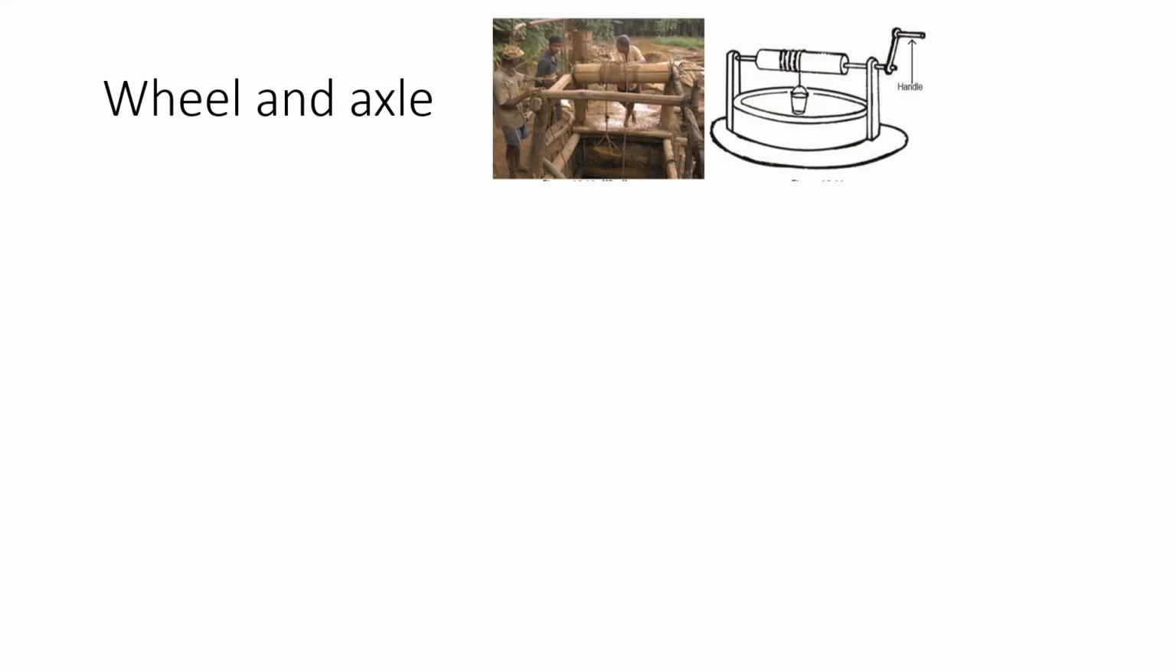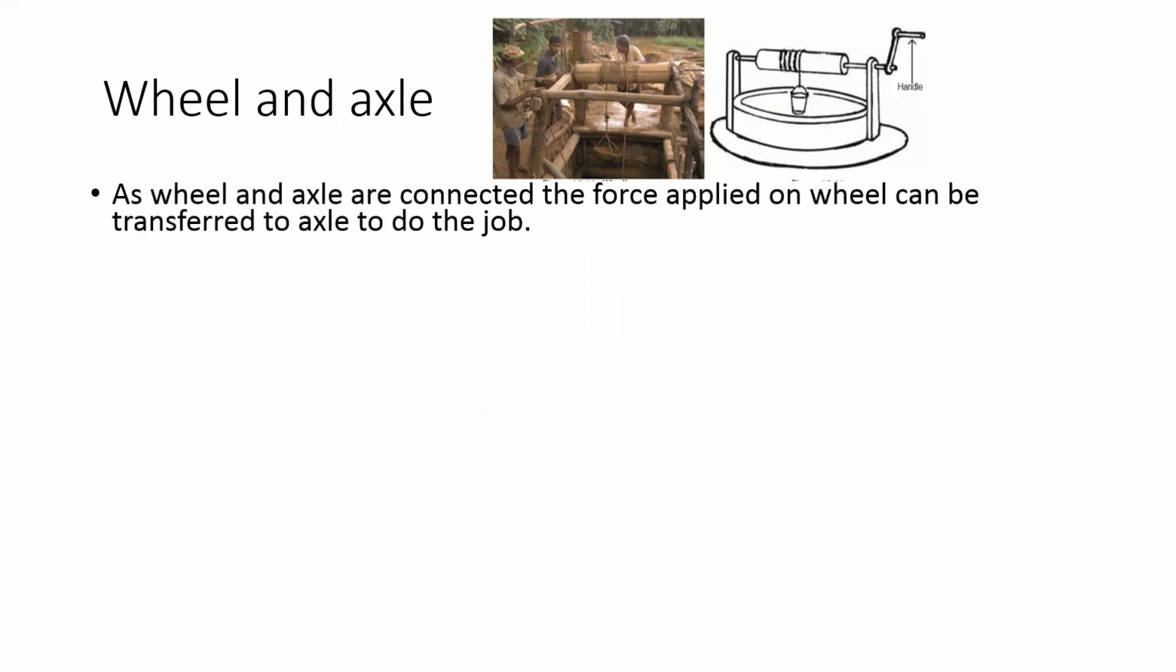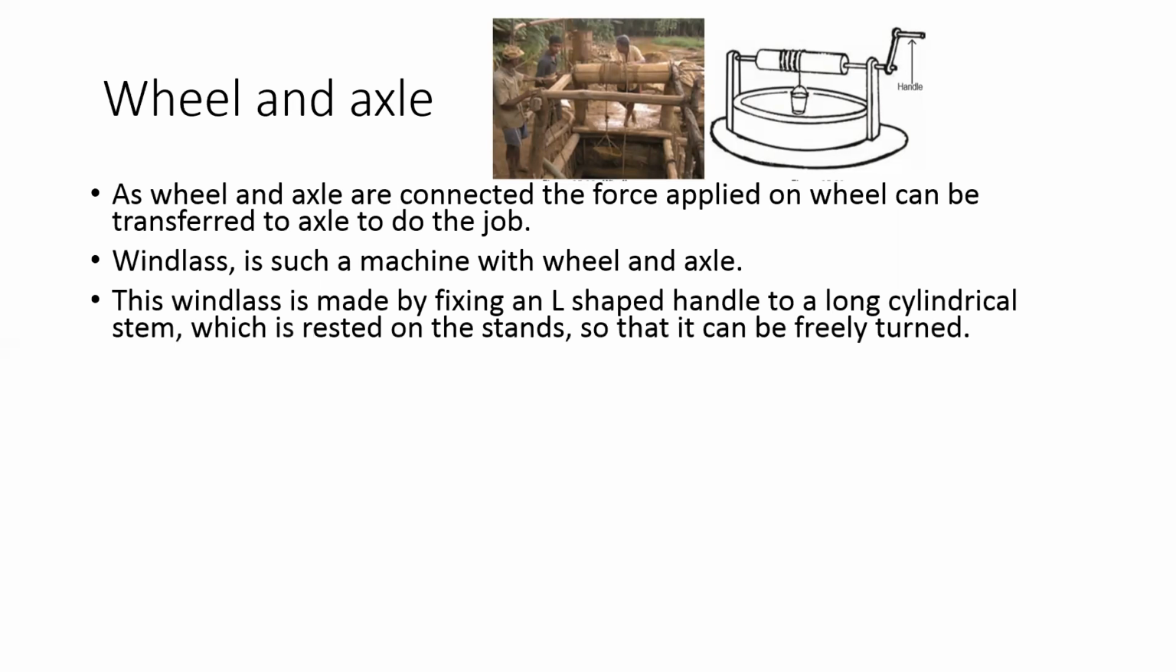Now we talk about wheel and axle. As the wheel and axle are connected, the force applied on the wheel can be transferred to the axle to do the job. Windlass is such a machine with wheel and axle. The windlass is made by fixing an L-shaped handle to a long cylindrical stem, which is rested on the stand so that it can freely be turned.